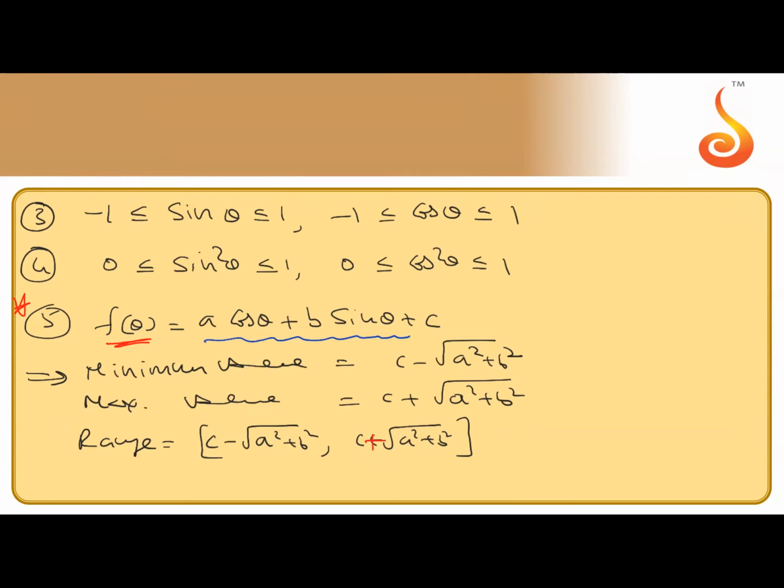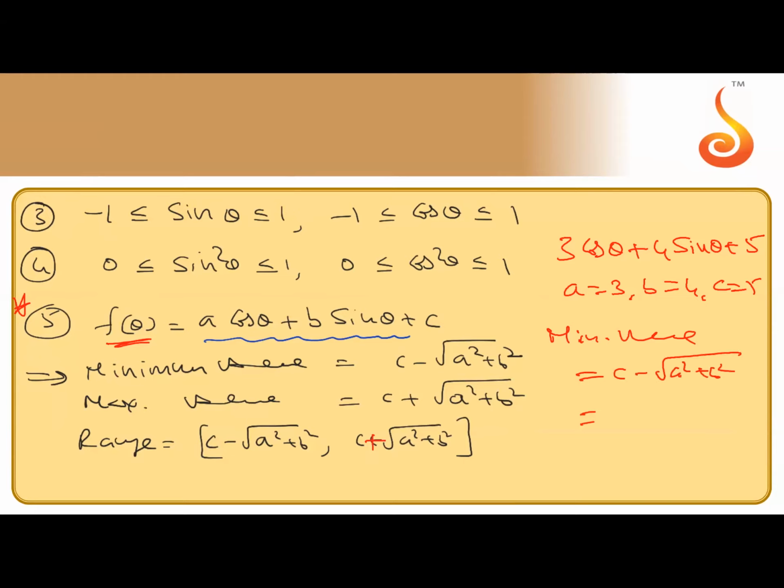So we'll do an example. You have to find the minimum and maximum value. If they give 3 cos theta plus 4 sin theta plus 5, what is the minimum value and the maximum value? Use this formula. Here a is 3, b is 4, and c is 5. So the minimum value is c minus root over a square plus b square, so 5 minus root over 9 plus 16, that is 5 minus 5, which gives 0.